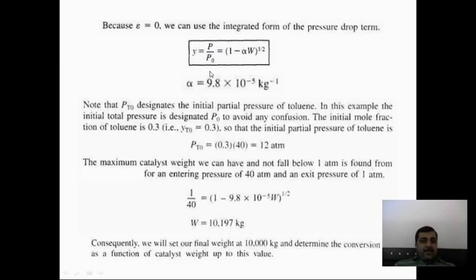Now if you look for P_T0, because the fraction is 30%, it becomes about 12 atmospheres partial pressure of toluene among the total pressure of 40. So let us think of the maximum catalyst weight which we can have without falling below 1 atmosphere. We are taking P as 1, P naught we are given as 40, and that is where we will be able to evaluate the weight of catalyst, which is about 10 tons. So this gives you the limit on the weight you should be following.